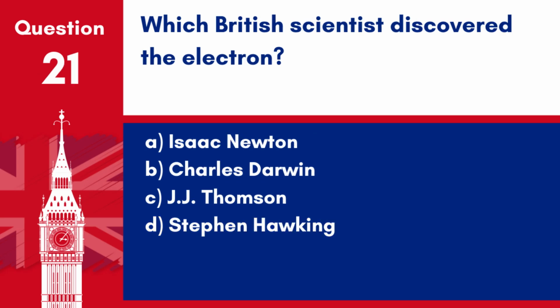Question 21. Which British scientist discovered the electron? A. Isaac Newton. B. Charles Darwin. C. J. J. Thomson. D. Stephen Hawking. Answer: C. J. J. Thomson discovered the electron in 1897, which was a significant development in the field of atomic physics.